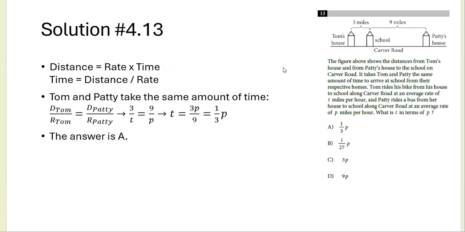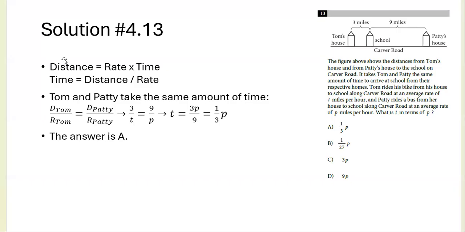Okay, so in this case, it is distance equals rate times time. For the quantity equals rate times time, the quantity is distance, okay? The key point here is that since we're trying to solve for t and p, t is the speed and p is also the speed or rate, okay? And then the key point is this sentence right here. It takes Tom and Patty the same amount of time to arrive at school from their respective homes.